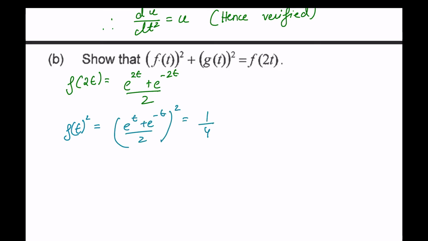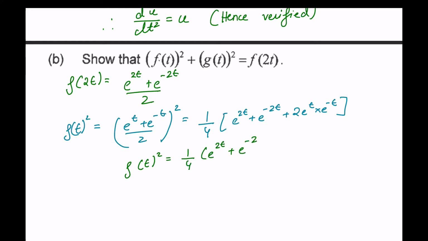This would be 1 by 4, and (a plus b) whole squared is a squared plus b squared plus twice ab. So e to the power t times e to the power minus t will become 1. So I can write f(t) squared as 1 by 4 times (e to the power 2t plus e to the power of minus 2t plus 2). I guess I can write that.